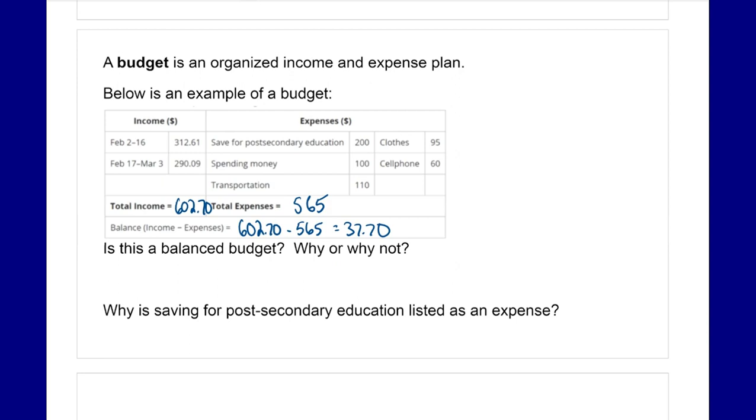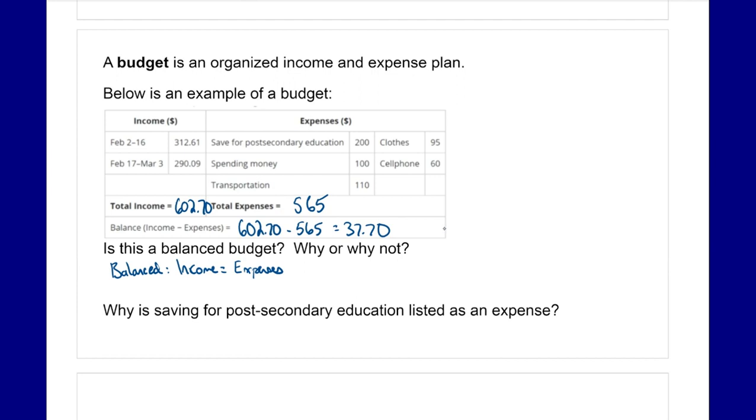Now you might say yes, it's balanced. He's not in debt. He has money, so it's a balanced budget. He's not spending more than he's making. Technically, it's not balanced. Balanced is when the income matches the expenses. If you want to write that down as a reminder, balanced means income equals expenses. So in this case, he does not have a balanced budget because he has more money than he's allocated.